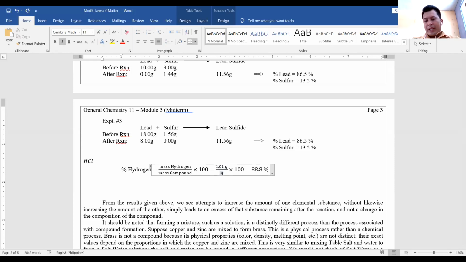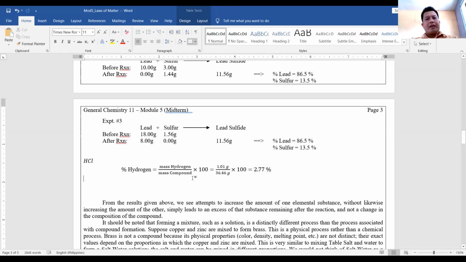Hydrogen plus chlorine. Chlorine is 35.45. So 35.45 plus 1.01 is equal to 36.46. So we divide 1.01 by 36.46 and multiply it by 100. You'll get the percentage composition of hydrogen in muriatic acid as 2.77%.